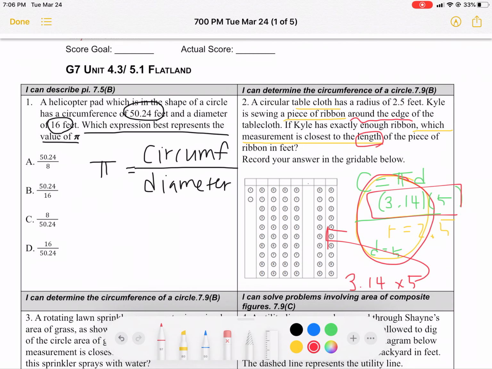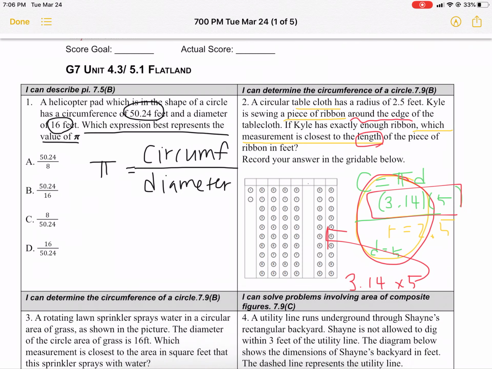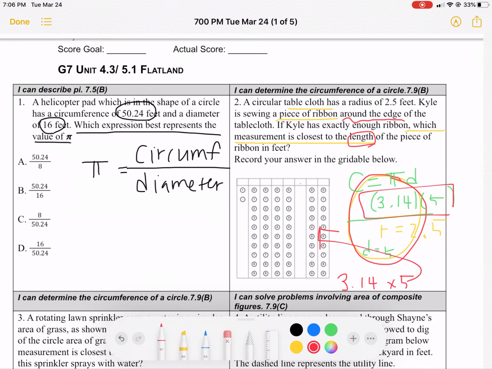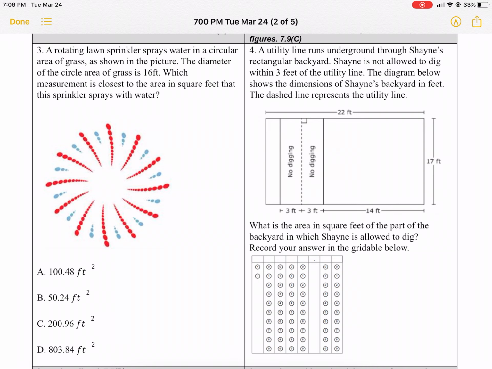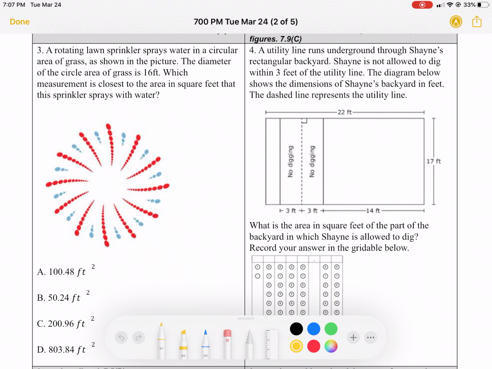All right, next. It says a rotating lawn sprinkler sprays water in a circular area of grass, as shown in the picture. The diameter of the circular area of grass is 16 feet. Which measurement is closest to the area in square feet that the sprinkler sprays with water? It says which measurement is close to the area in square feet.